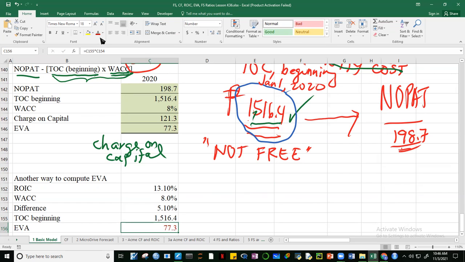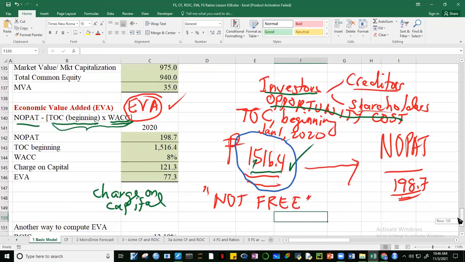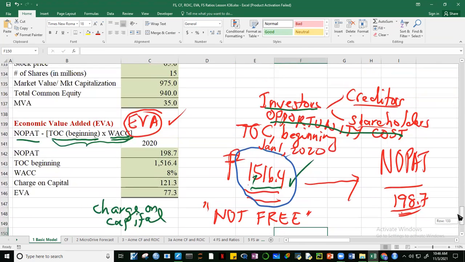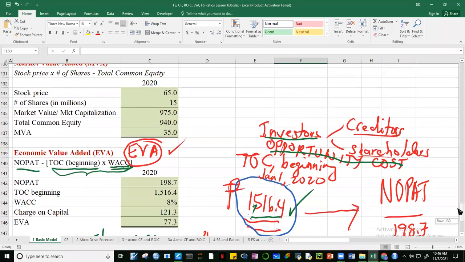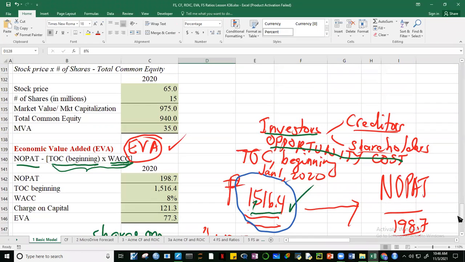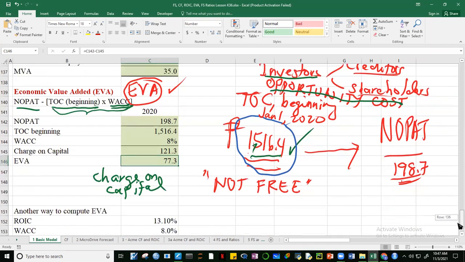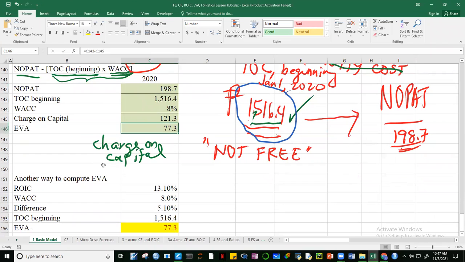All right. Okay, it's already time, guys. Let me just summarize this. So what measures did we use? We used ROIC, we used MVA, and we used EVA. ROIC means that we were able to create value if it's greater than the WACC. MVA, we were able to create value if the MVA is positive. EVA, value was created if it's positive. If the MVA is positive, then the EVA will also be positive. Then we looked at two ways by which to compute for EVA, and it gave us the same answer, 77.3.